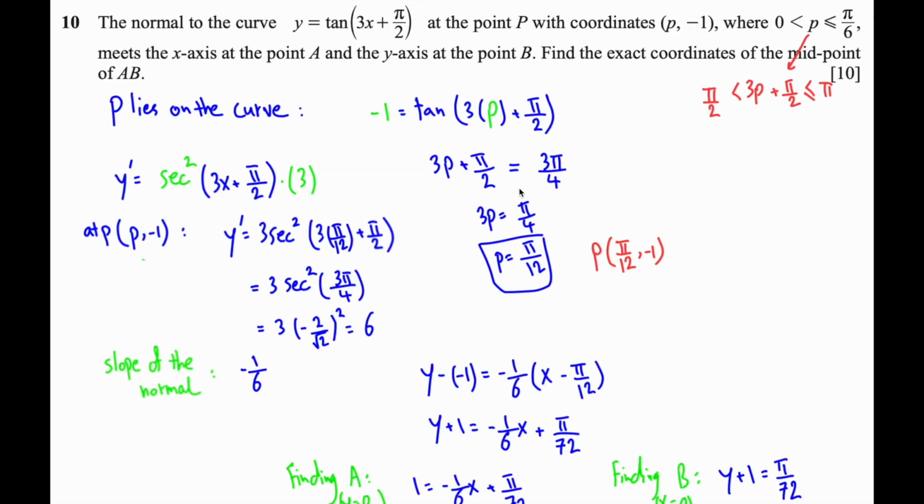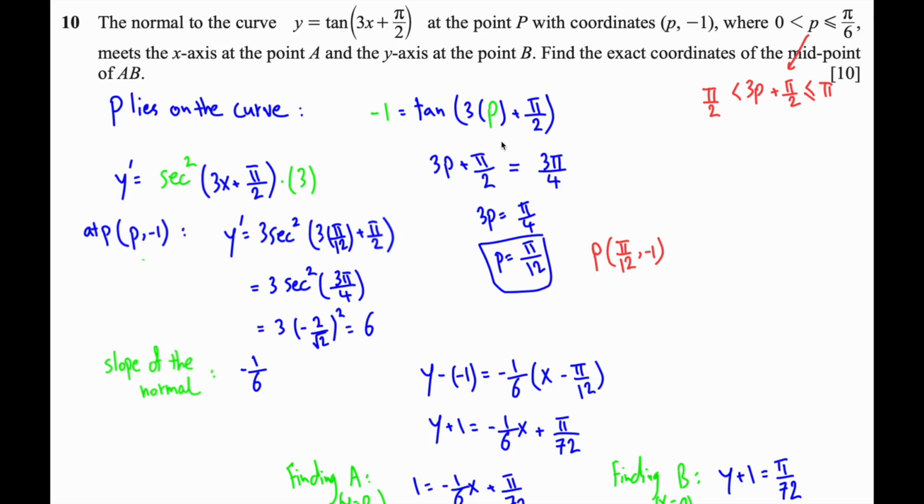Question number 10. The normal to the curve y equals tan(3x plus pi over 2) at the point P with coordinates (p, negative 1), where p is between 0 and pi over 6, meets the x-axis at the point A and the y-axis at the point B. Find the exact coordinates of the midpoint of AB. Okay, so this question is a little bit lengthy.